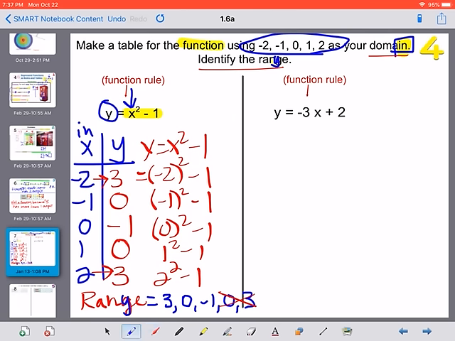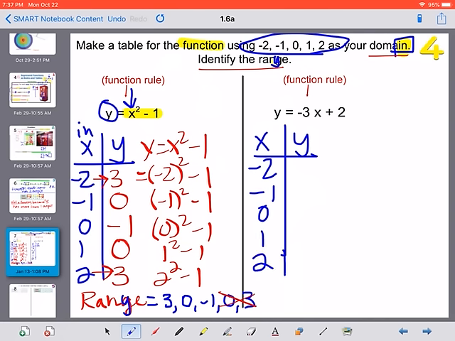Let's try the same thing with the next one. Here's our function or equation. We're going to make an XY table, and they want us to plug in the same numbers, -2, -1, 0, 1, and 2, to figure out what y is. So we're going to take our equation, and every time we see x, we're going to plug in whatever x is. So first, we have -3 times x, which is -2, plus 2.